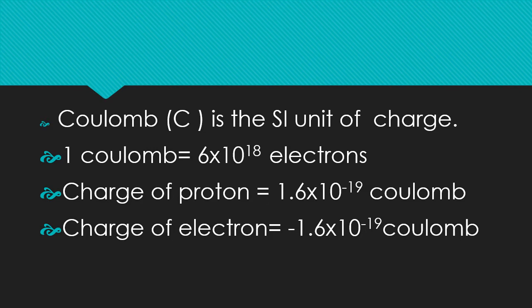One coulomb is equal to 6 into 10 raised to 18 electrons. Charge of a proton is equal to 1.6 into 10 raised to minus 19 coulombs. Charge of an electron is equal to minus 1.6 into 10 raised to minus 19 coulombs.